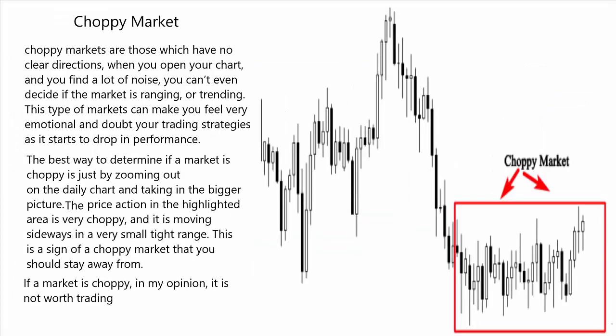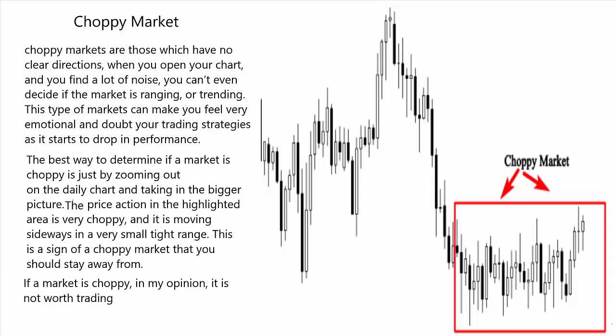Choppy markets are those which have no clear directions. When you open your chart, and you find a lot of noise, you can't even decide if the market is ranging or trending. This type of market can make you feel very emotional and doubt your trading strategies as it starts to drop in performance.